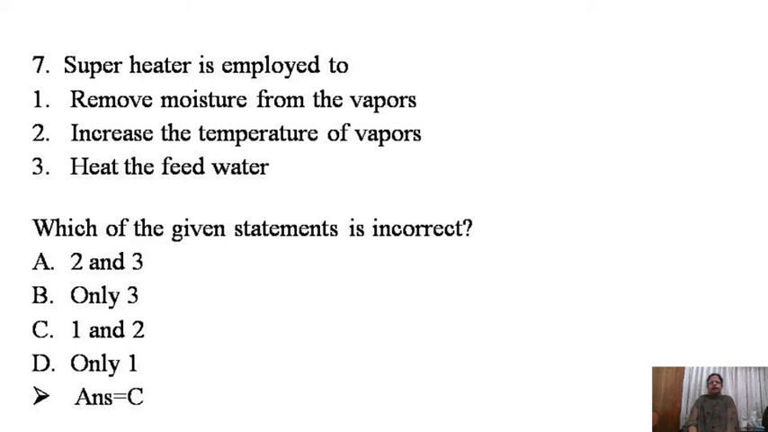The superheater is employed to: option A, remove moisture from the vapors; option B, increase the temperature of the vapors; option C, heat the feed water. Which of the given statements is incorrect? Options A and C are incorrect, that is 1 and 3: remove moisture from the vapors and heat the feed water.